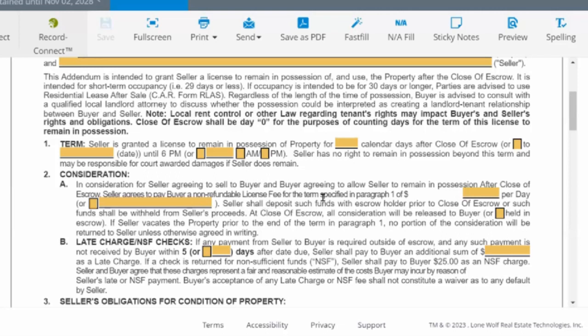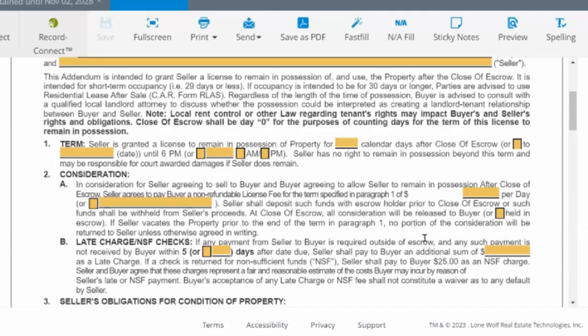Again, it does not call it rent. And we can choose an amount either per day, or we can choose a flat amount. And then I would mark this box right here that says it's held in escrow. So let's say we're going to charge $2,000 for the seller to stay for, whatever amount of time it is. We don't want that released to the buyer, because then when the seller moves out, the buyer has to pay it back to the seller. So we just want it held in escrow, and then escrow can handle that.